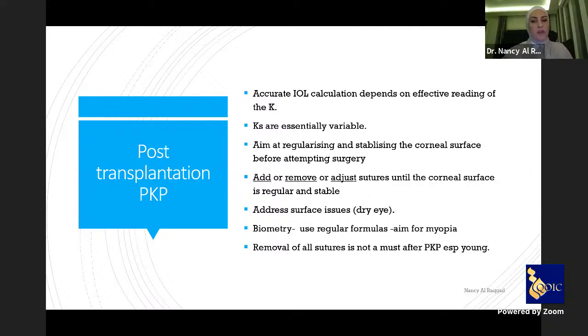Now, for me, removal of all sutures is not a must after PKP surgery, especially in the young. So I don't have to remove all sutures if the patient is young and I want to do a cataract surgery for him, because my priority is stabilizing the cornea, and part of stabilizing plan is putting stitches in the cornea.